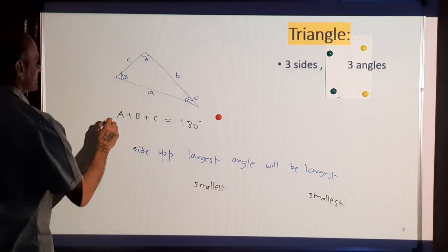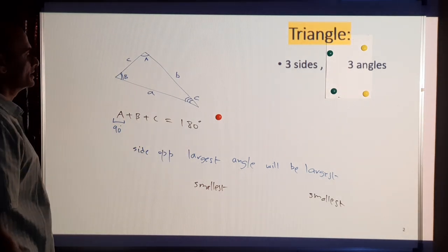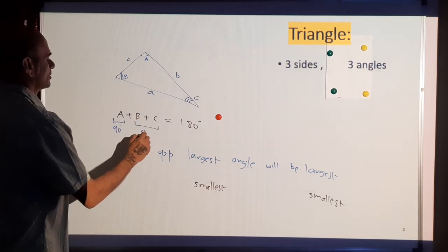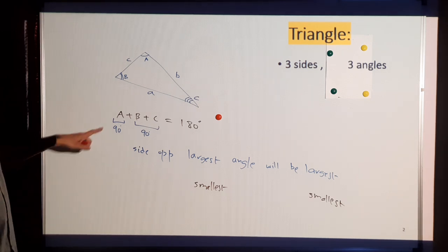So if one angle is 90, the remaining is 90 degrees, which will be split between these two. So if one angle is 90 degrees, then that is the maximum angle of the triangle. The other two angles are smaller than this angle.